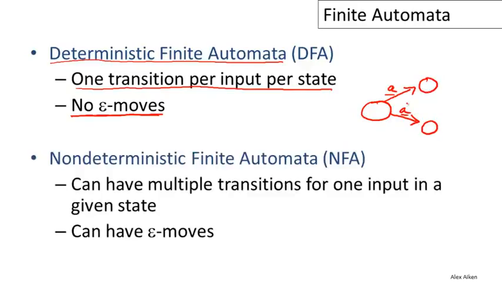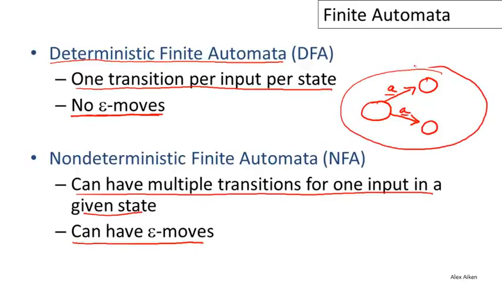And then non-deterministic finite automata are just those that are not deterministic. So in particular, a non-deterministic automaton can have epsilon moves, so it can choose to move to another state without consuming input. And they can also have multiple transitions for one input in a given state. So something like this is okay for a non-deterministic automaton.